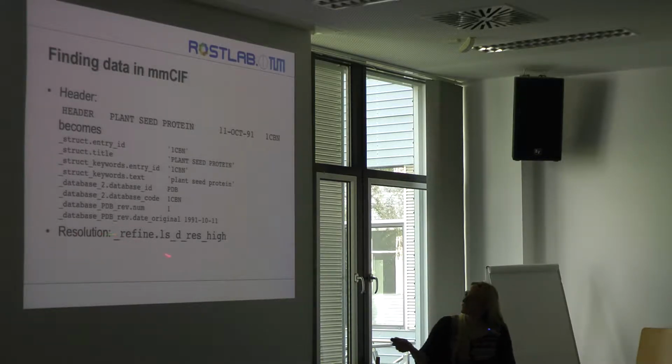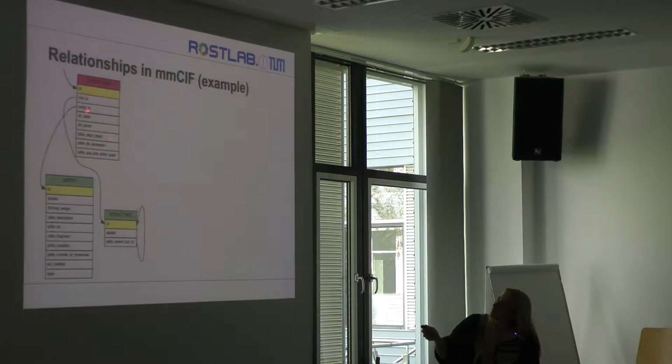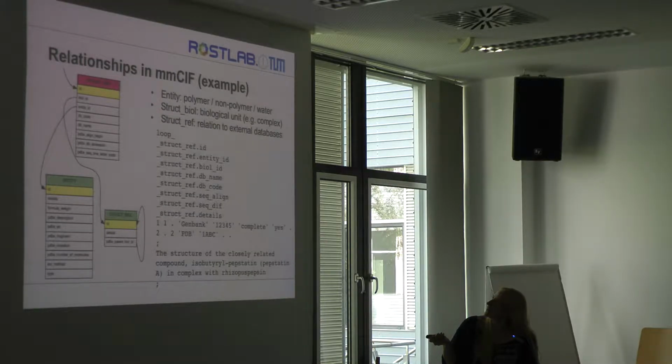Okay, so one important field you might want to look for is the refine thing, where you get the resolution information. And another thing you might want to look for in mmCIF files is the reference to sequence databases, which could be found in those two. Okay, and then from a programmatic point of view, all these different kinds of records refer to each other. So struct_ref refers to the entity ID and to the biological structure, etc. From a programmatic point of view, there's a lot of logic behind there, but I'll skip that.